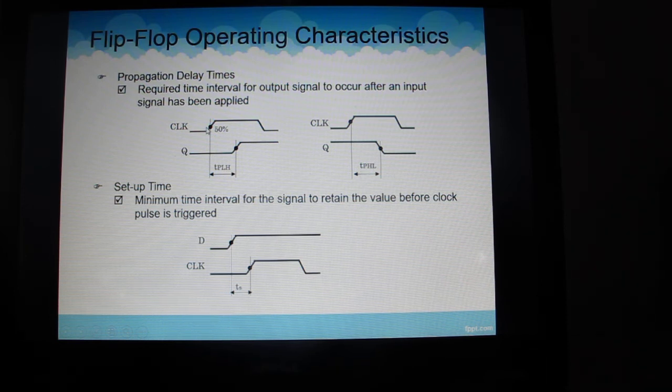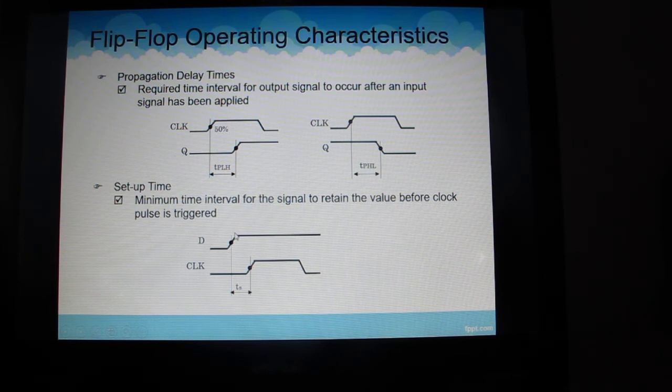You can see this one, this is our clock, and then this is on the positive edge trigger, so we can call it the propagation delay high. And then this one is low because on the negative, we can take from the clock to the negative edge trigger. Alright, and then the setup time is the minimum time interval for the signals to retain the value before the clock pulse is triggered.